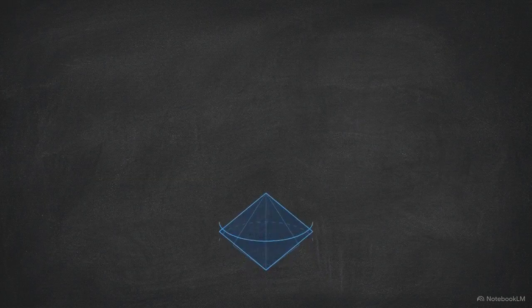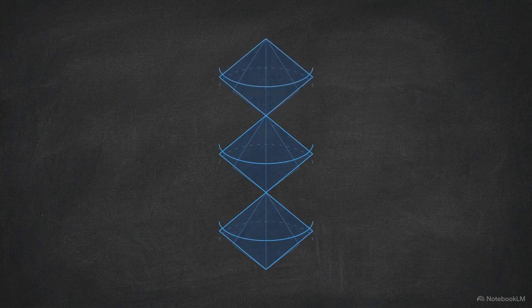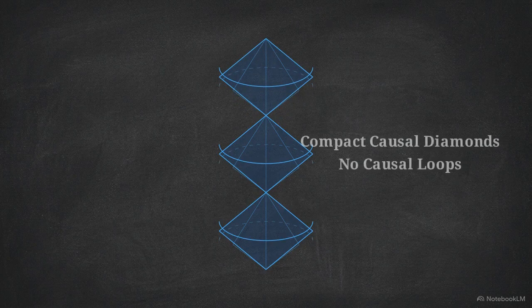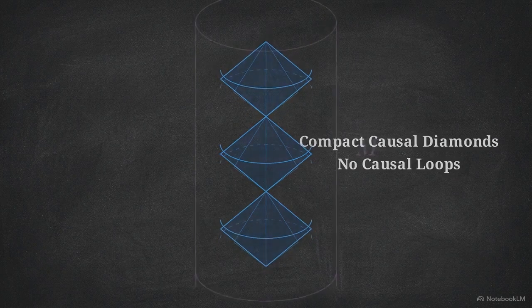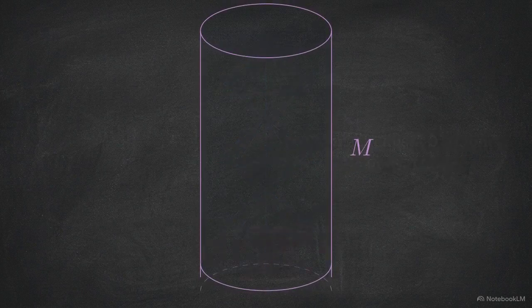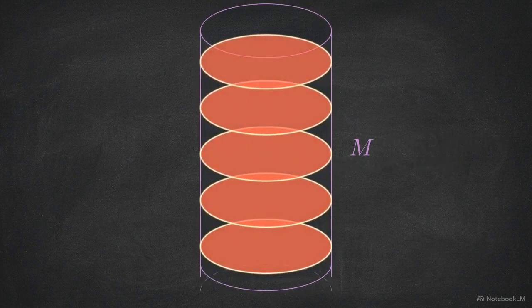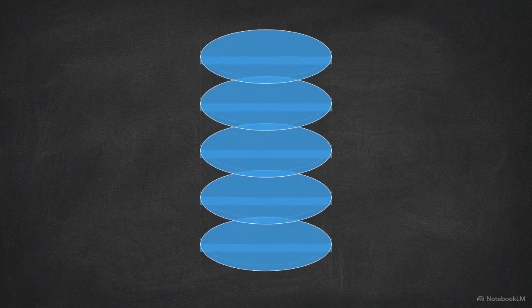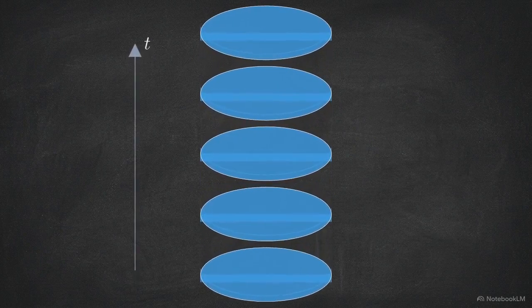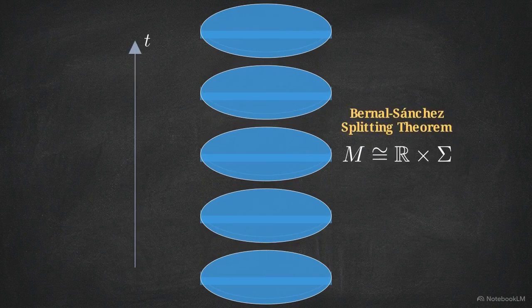A spacetime satisfies a condition called global hyperbolicity if it contains no causal loops and all of its causal diamonds are compact. The Bernal-Sanchez splitting theorem proves that a globally hyperbolic spacetime can be sliced into smooth chronological layers, organizing the universe into a stable evolution problem.